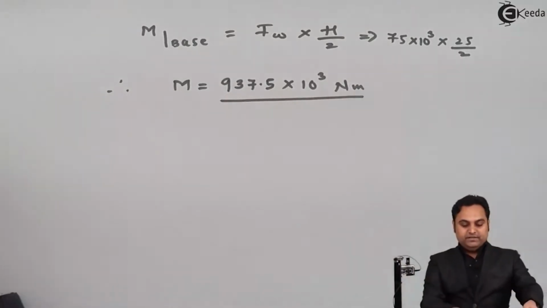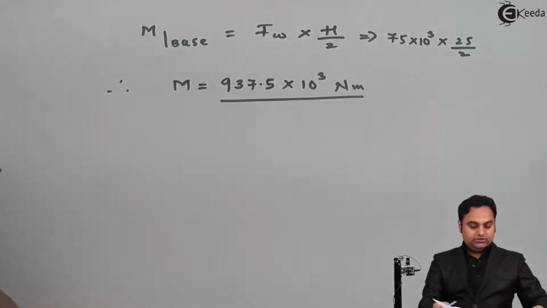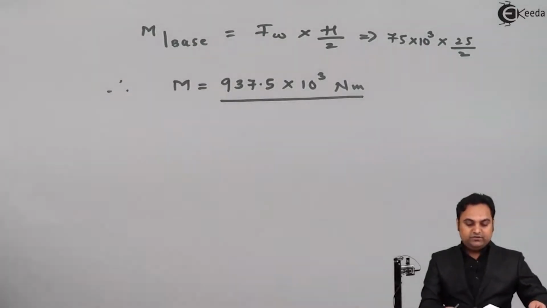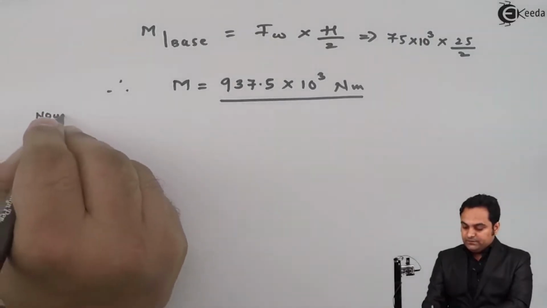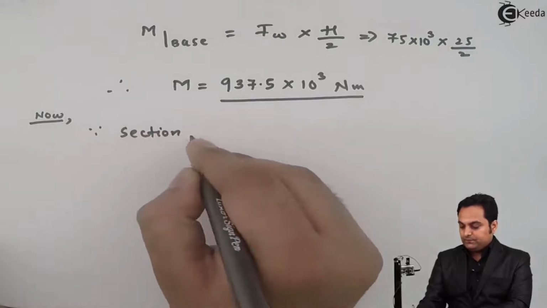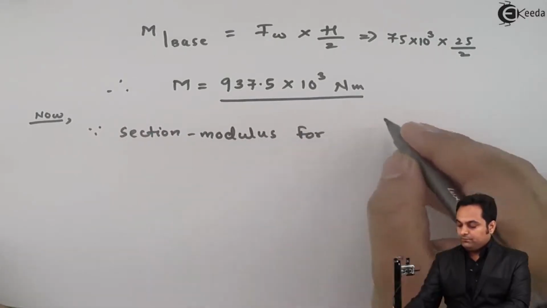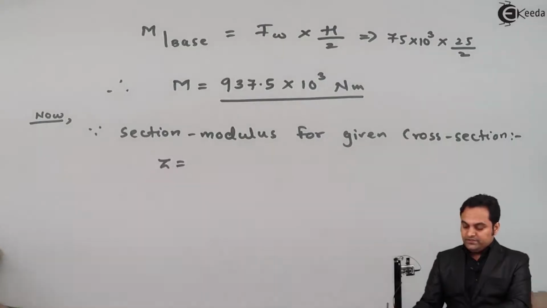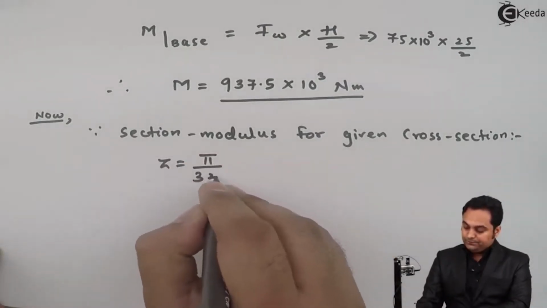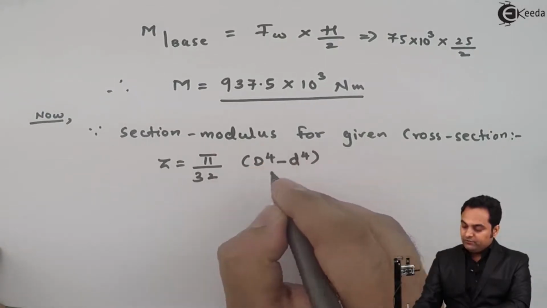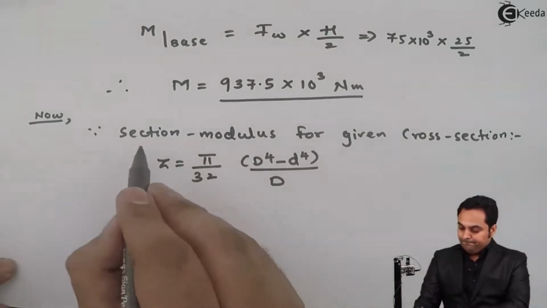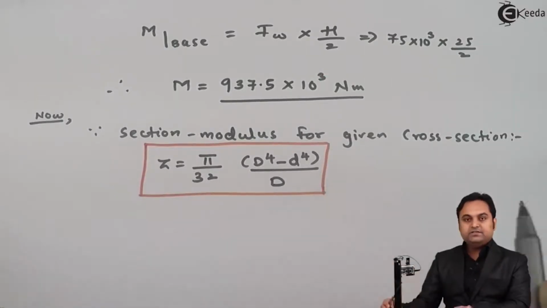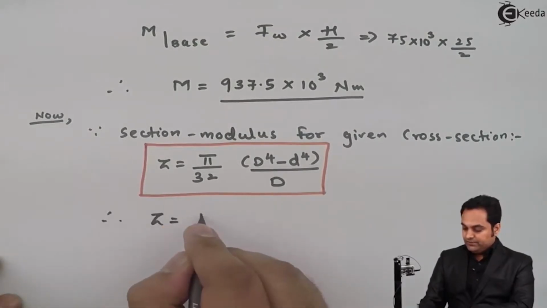Now after getting the bending moment, I'll calculate the section modulus for the section. Because of the wind force there is bending stress induced, and in that I will require the section modulus. So I'll calculate that. Now, section modulus for the given cross section is given by Z is equal to pi by 32 into (capital D raised to 4 minus small d raised to 4) upon capital D. This is the section modulus formula for a hollow section where capital D is outer diameter, small d is inner diameter. So therefore I'll put the values here.